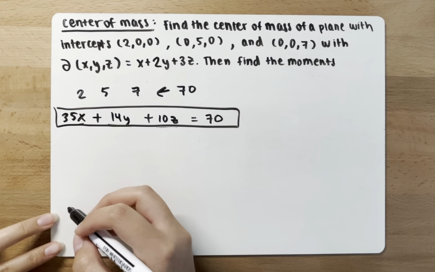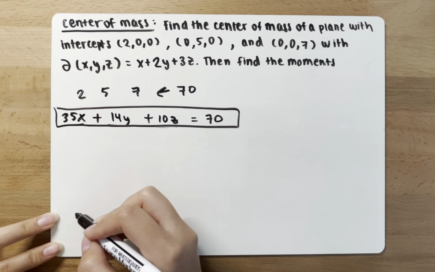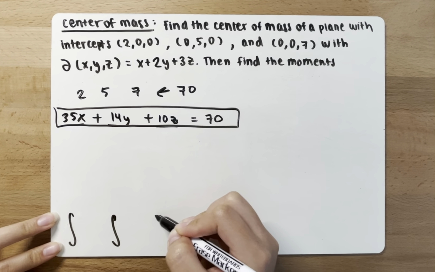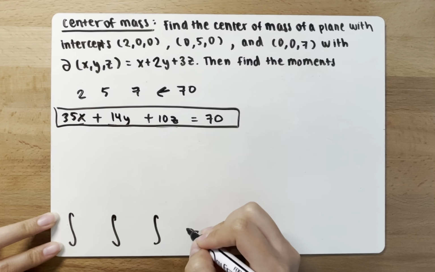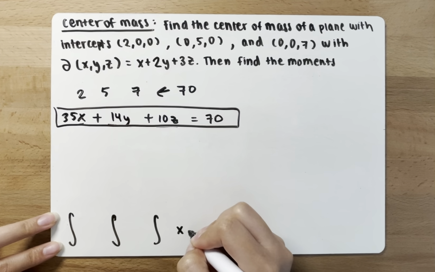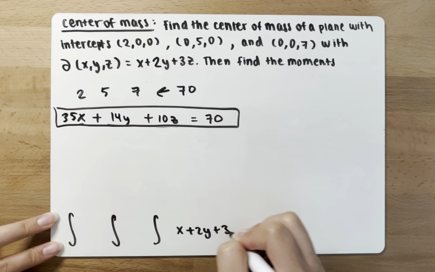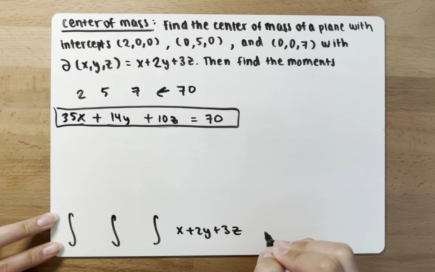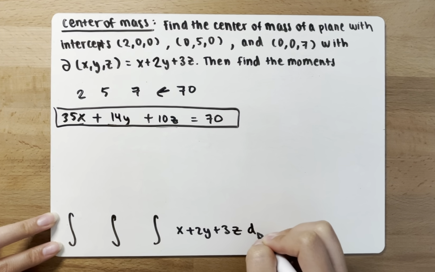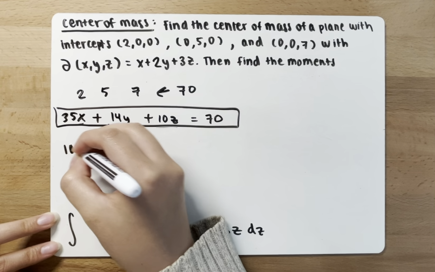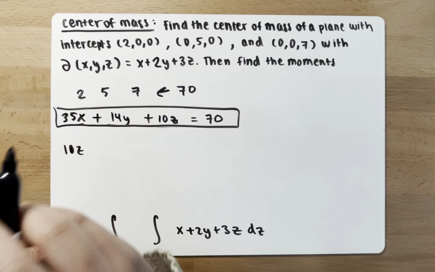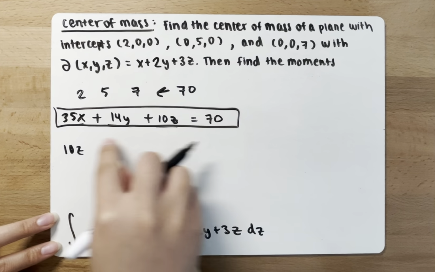Okay, now that you have the equation, you want to set up the integral. So they give you the density, which is x + 2y + 3z. Now, let's put dz first. To find the inner boundary for dz, solve for z in this equation.